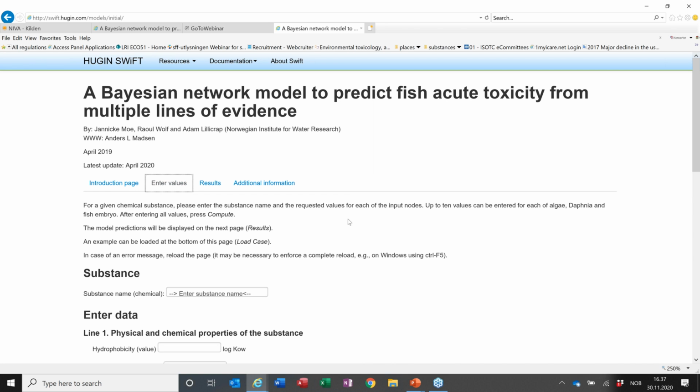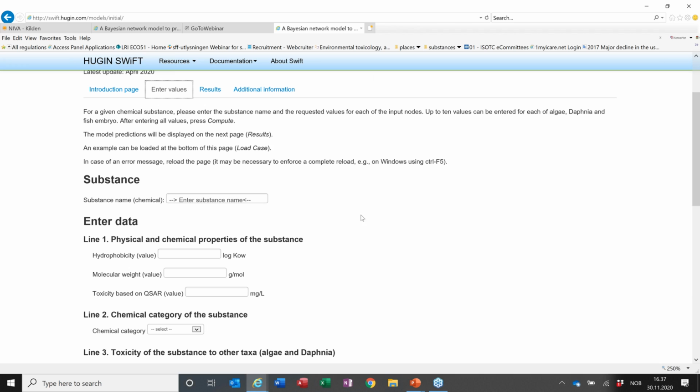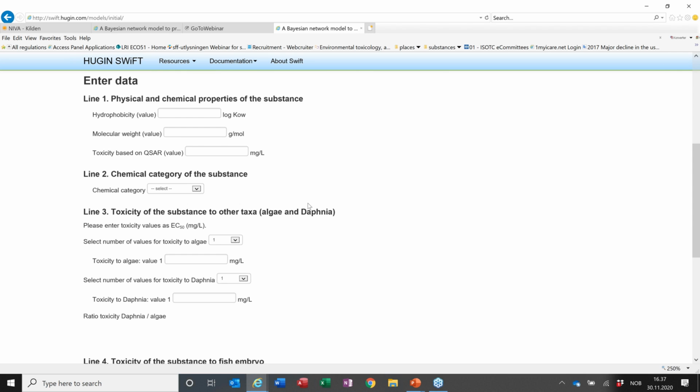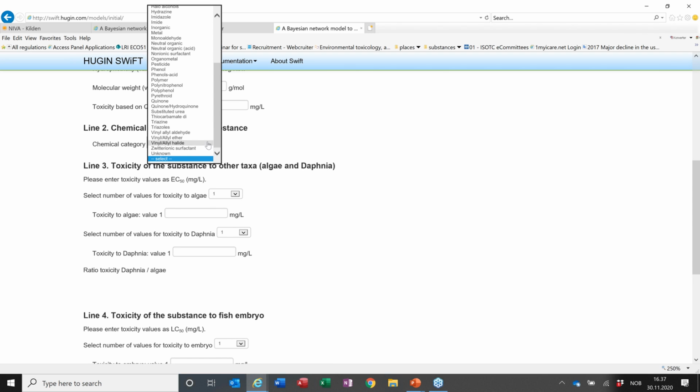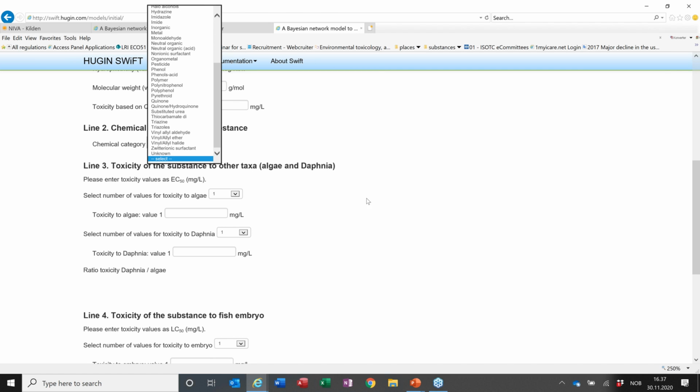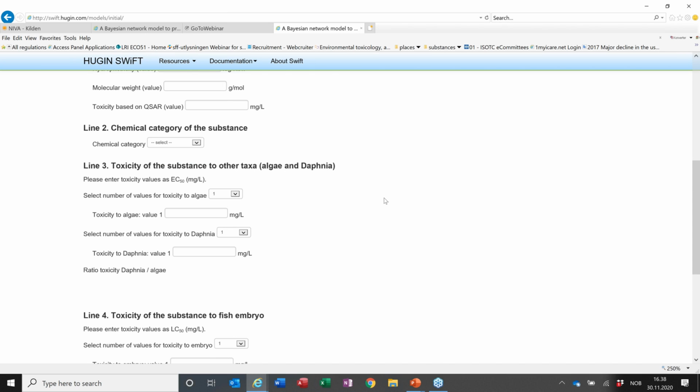And then this tab here, you can then add some information. So you obviously put your substance name in, you put in your hydrophobicity data, the molecular weight, you predict you run your toxicity on the QSAR, and then you can see whether or not you want to put, if you know what the chemical category of the substance is, you can put it in here. And bear in mind that all the background here does have the original PNG database information in it.